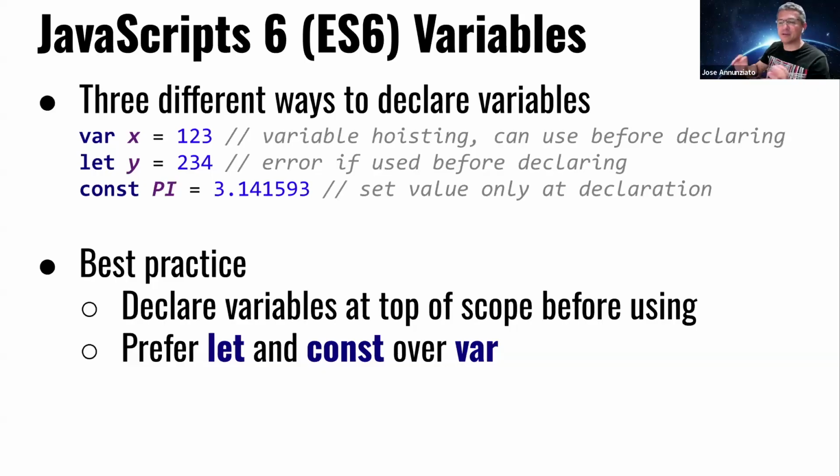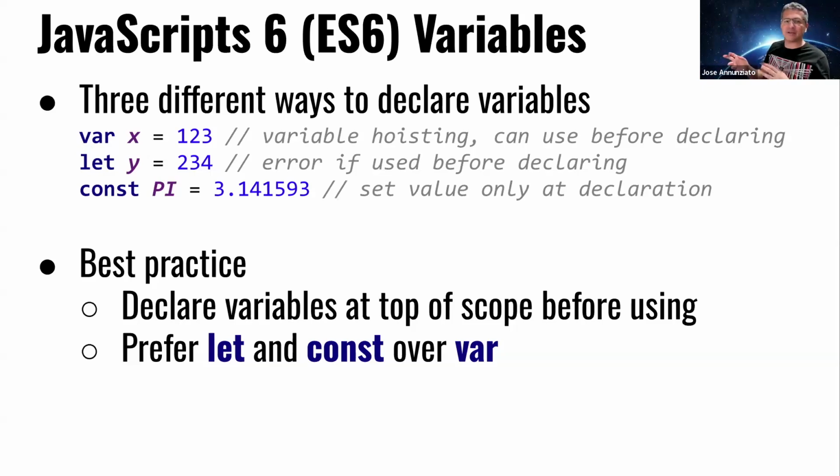So variables was one of the first things that they addressed. For instance, the earlier versions of the language only had the keyword var, where you can declare variables, right, with the keyword var. And this syntax allowed something pretty weird, where you could use the variable before you declared it, right?